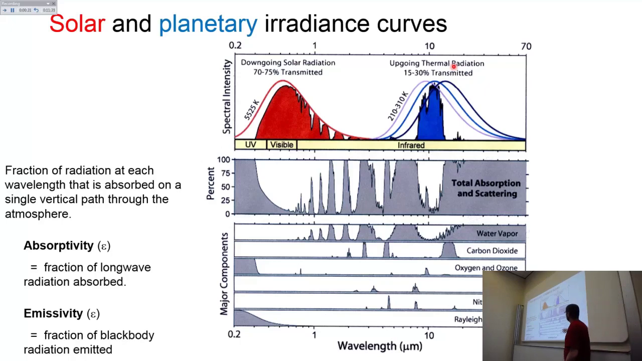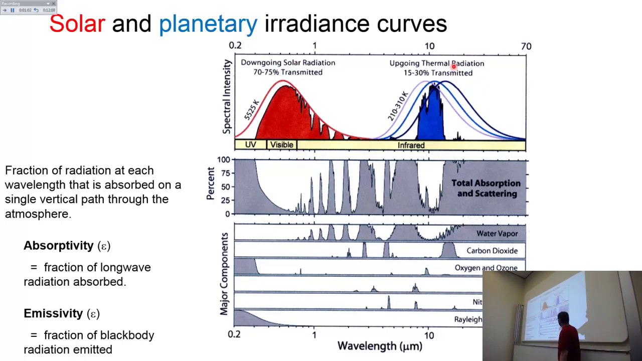Now, if you look at what happens as this radiation goes through the atmosphere, there are a bunch of different gases in the atmosphere: water, carbon dioxide, nitrous oxide, methane and so on. And they absorb light at different wavelengths. You can see that some of these are quite specific. For instance, carbon dioxide has a lot of absorption here, but not in this part of the spectrum over here. So if you add up the absorbance of all of the gases in the atmosphere, you get this graph in the middle here.